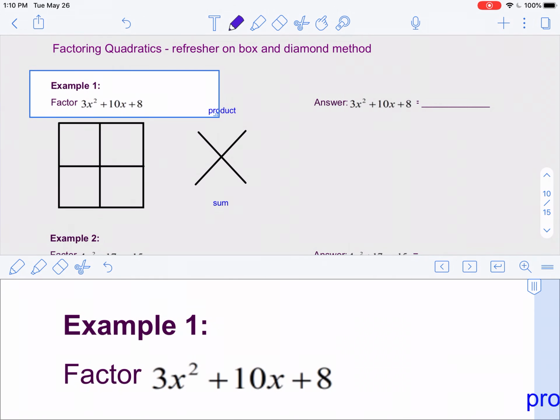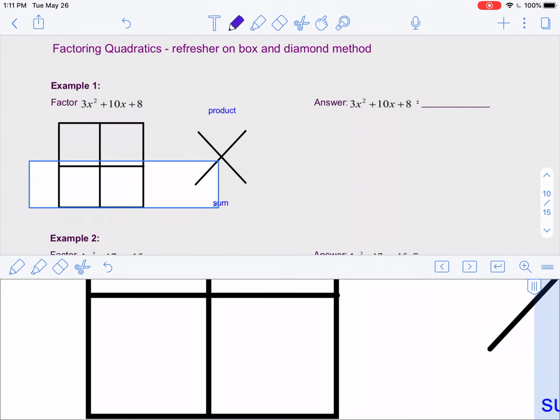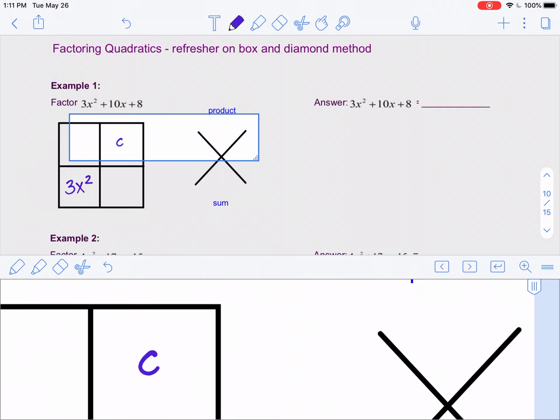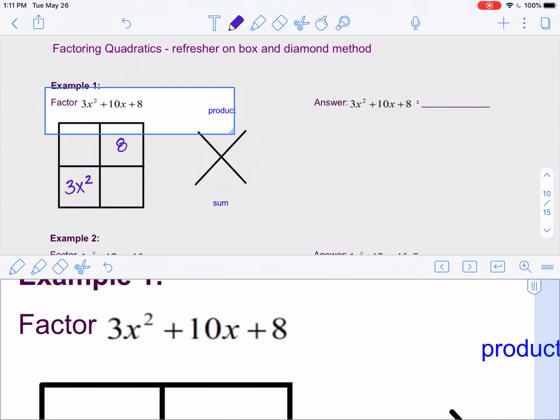All right, so we're going to talk today about factoring quadratics and just a refresher on the box and diamond method. So for example 1, it says factor 3x squared plus 10x plus 8. Okay, so for your box, you're going to put your 3x squared here and your 8 here. Okay, and then we have to go to the diamond to figure out what goes in the other two boxes.